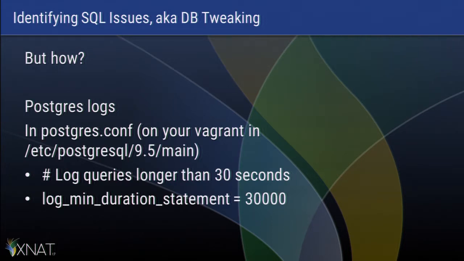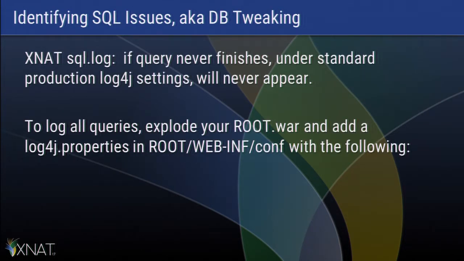But how? So the first thing we do is we go to the Postgres logs. They don't by default log every single query, so there's some configuration you can do. In the postgres.conf file, I think on Vagrant it's here, I looked it up, you change how long you want the query to last before you log it there on Postgres. So that's one way to figure out what's taking so long.